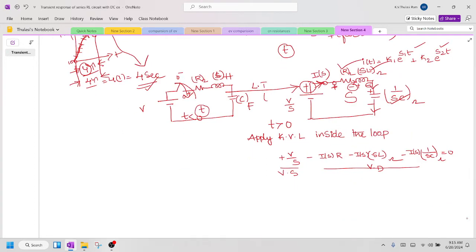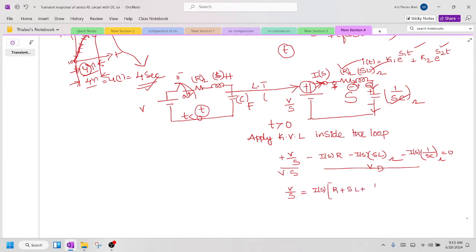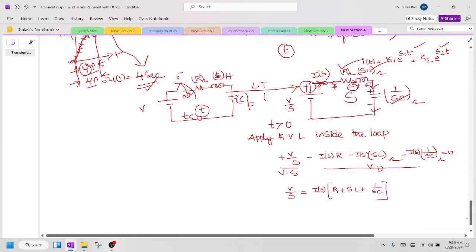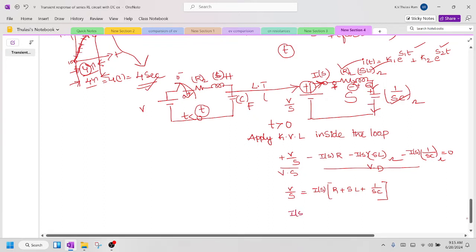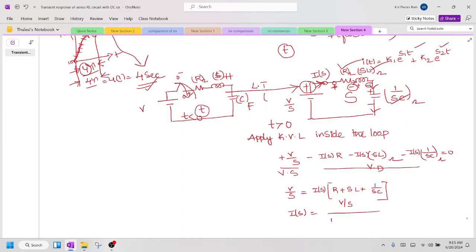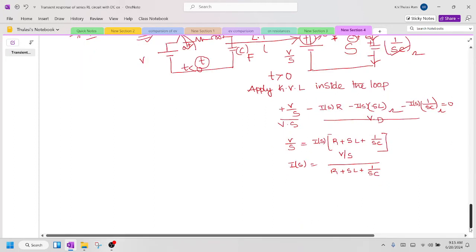So here I'm shifting all the negative terms to the right hand side, and I'm taking I of S as common. When I take I of S as common, I'm going to get R plus SL plus 1 by SC. But we require the expression of I of S. Therefore the expression of I of S is equal to V by S divided by R plus SL plus 1 by SC. So here we want to make the coefficient as 1.